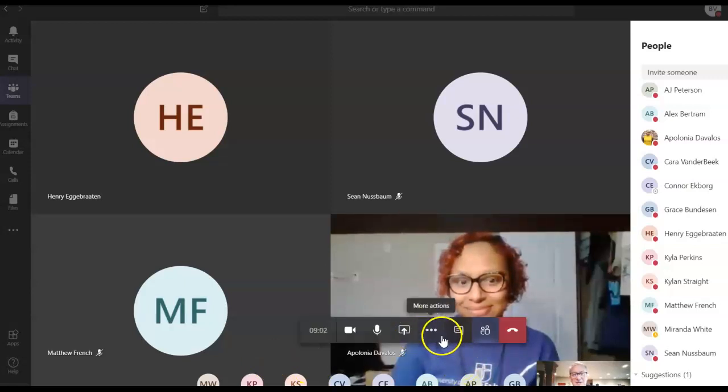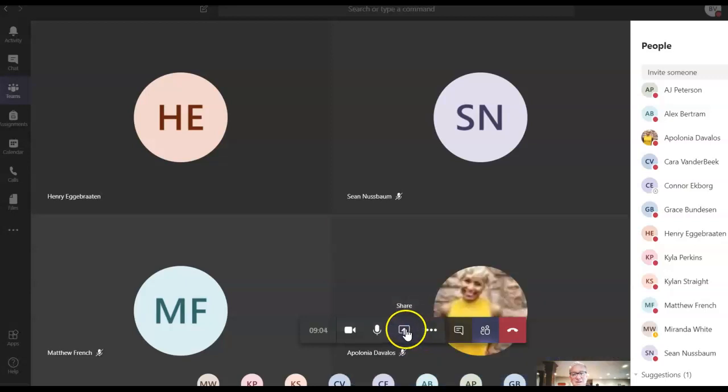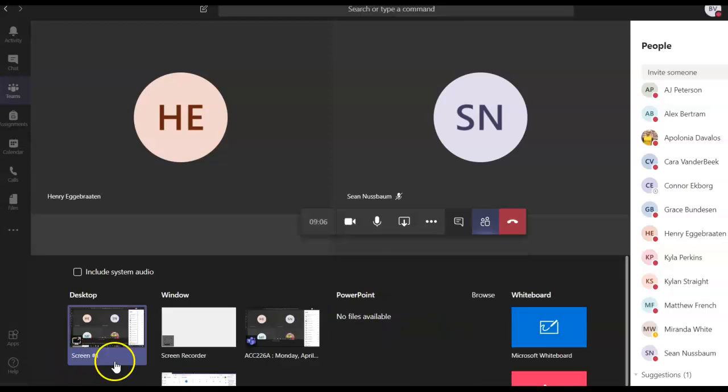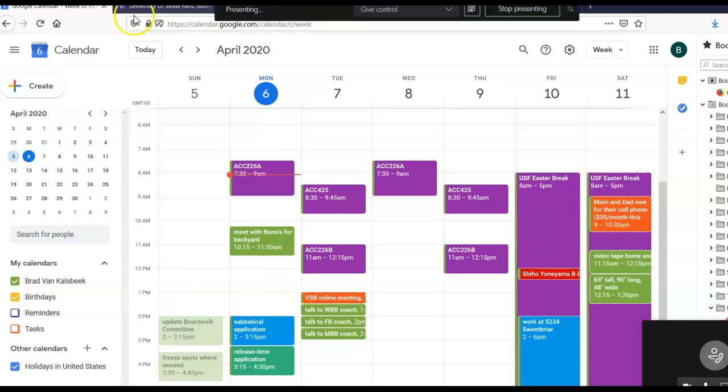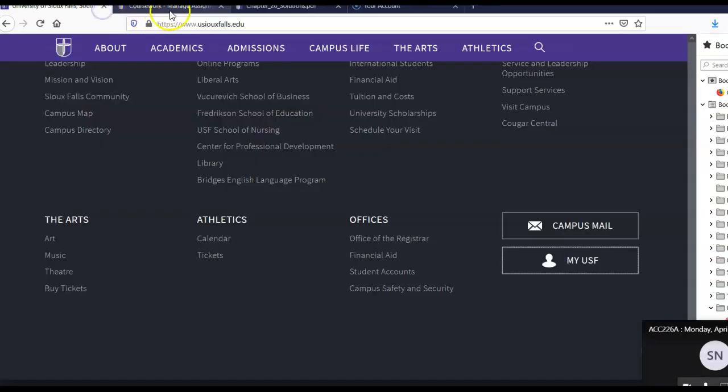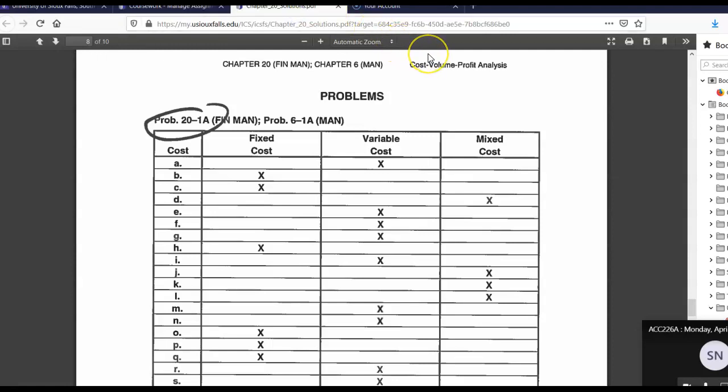Okay, and what I'm going to do here is share my screen. There we go. So if we look right there, I think we've got two problems to do today, and then we'll talk about the exam and how that'll be handled.